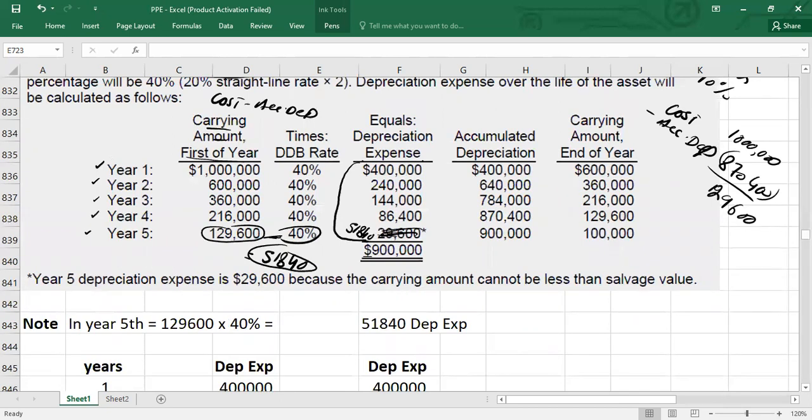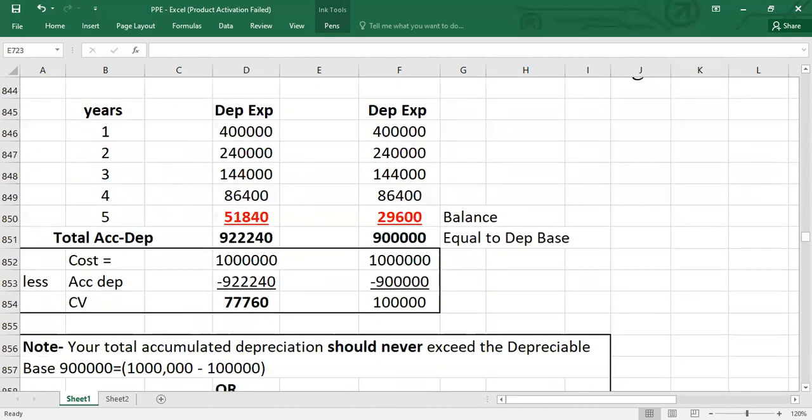Now what it means here is your total accumulated depreciation should be equal to $900,000. Let me show you this working through an example, please. Here, guys, in year one, you have a depreciation expense of 400. This is the actual expense. 240, 144, 86, 400, 51, 840. If you calculate 40%, this is the value.